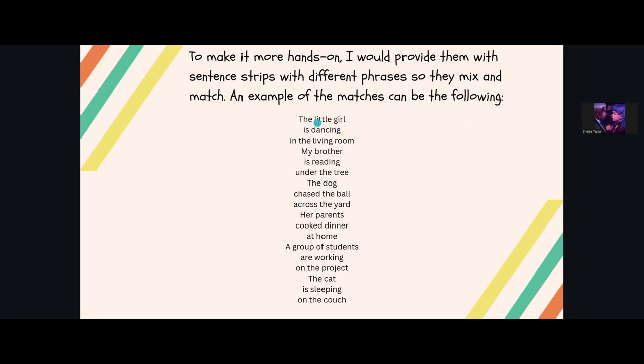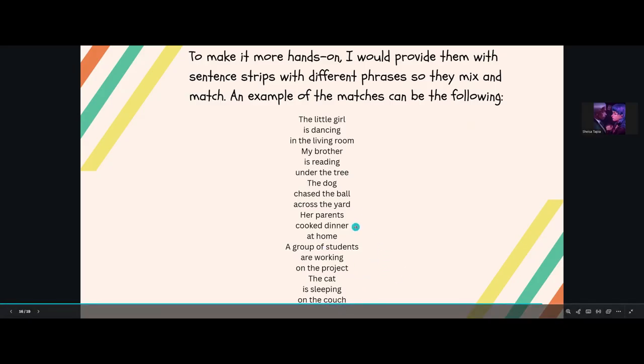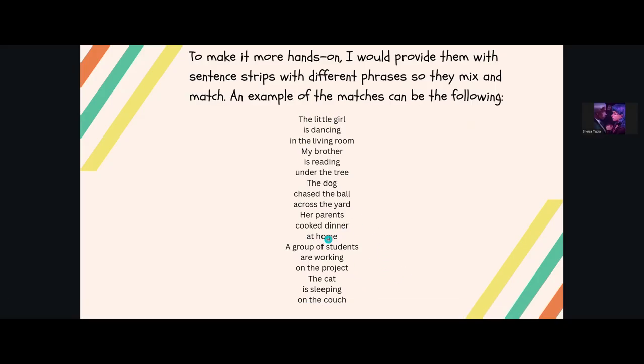The good thing about the sentence strips is that the sentences, for the most part, are going to be the same, but they can also be really different. For example, it could be the little girl is dancing in the living room, but it could also be the little girl is dancing at home, right? So it can change. Each pair or each group will have the sentence strips, but their sentences might be a little bit different, which doesn't necessarily mean it's wrong. It also shows how a certain phrase can change the meaning of the sentence, by changing the prepositional phrase, where the action is happening, or changing the action to doing something else.